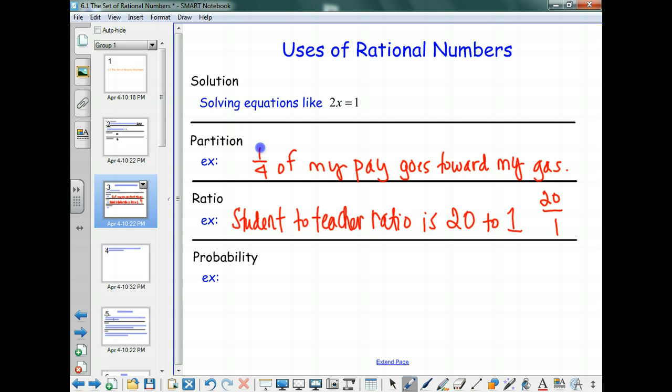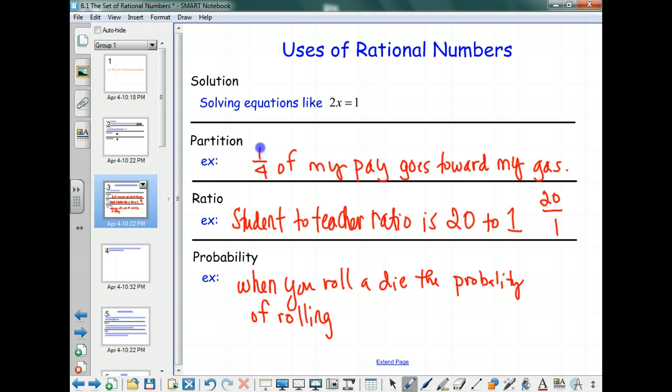Probability. So probably a classic case example of probability would be something like this. When you roll a die, the probability of rolling a 2 is 1/6. There's 1, 2, and one side of the die has 2 dots on it, and there are 6 sides to the die, standard die. Probability is one of those cases of rational numbering usage.